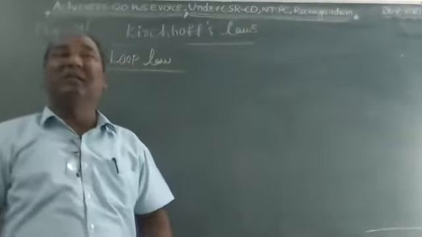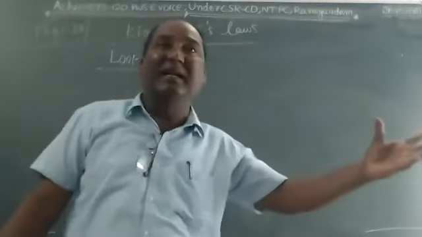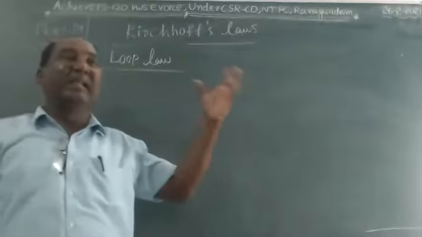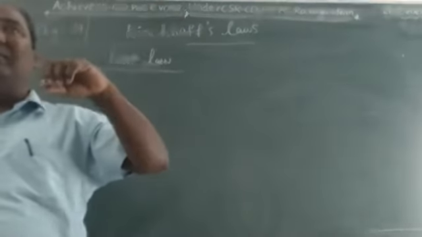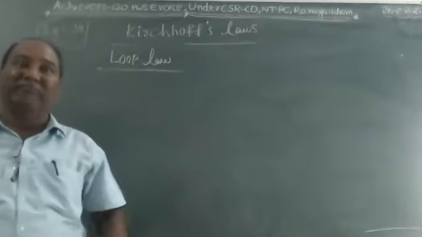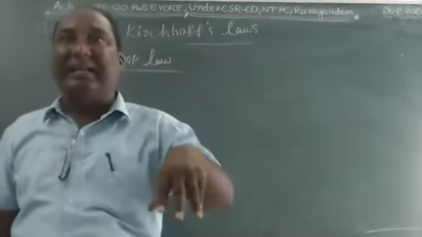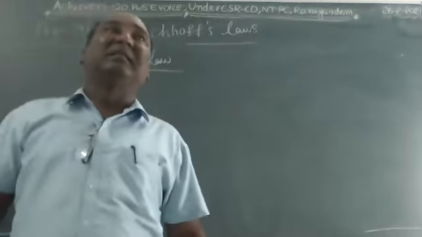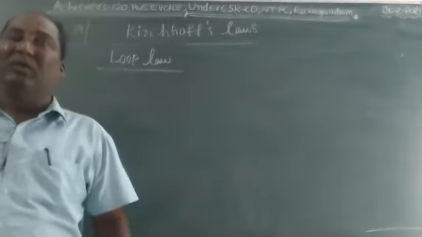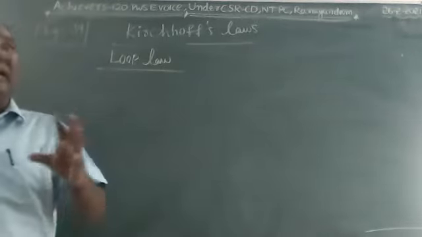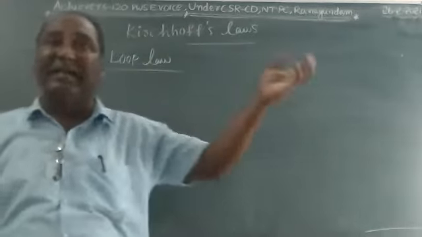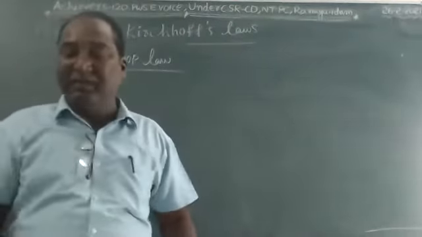Conservation of energy means energy is neither created nor destroyed. The sum of the incoming energy equals the outgoing energy. Energy is neither created nor destroyed, so the final energy will be zero. Okay, children, so this is called the loop law. Loop law depends on conservation of energy. Energy is neither created nor destroyed.